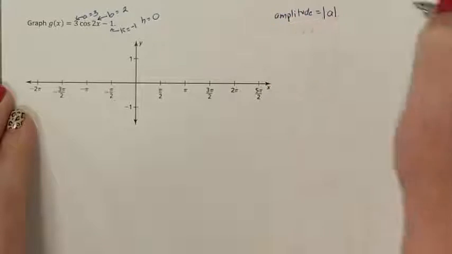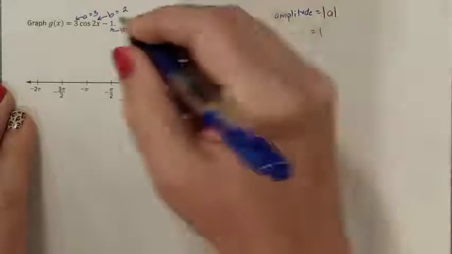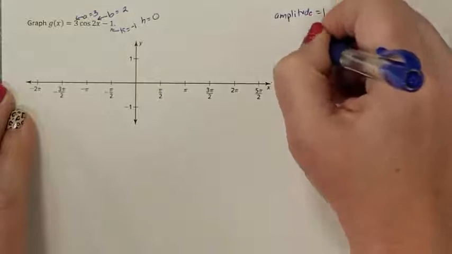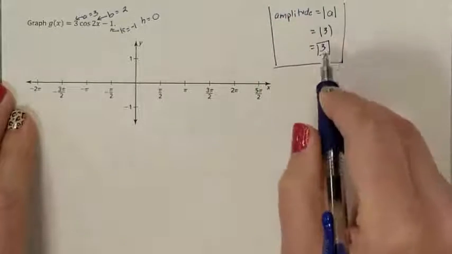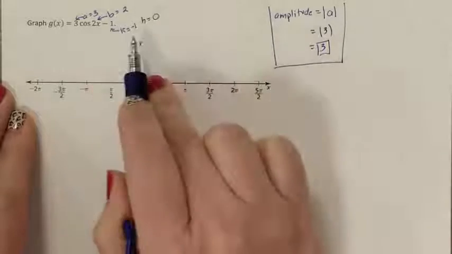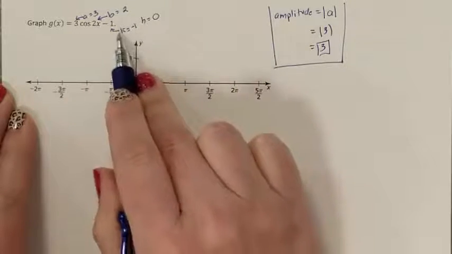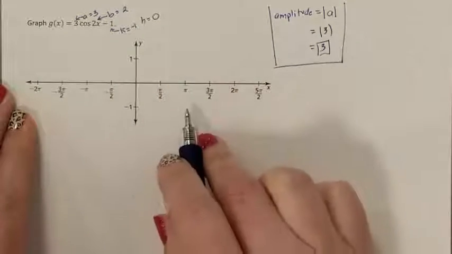So before I can graph any of this, I need to find my amplitude, and amplitude is the absolute value of a. So I have the absolute value of 3, which is 3. So I know that my function is going to be 3 tall, but I can't graph any because I have this vertical change. So we're going to hold off on changing anything first.